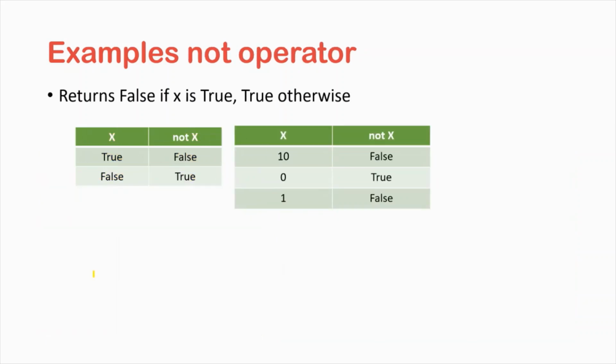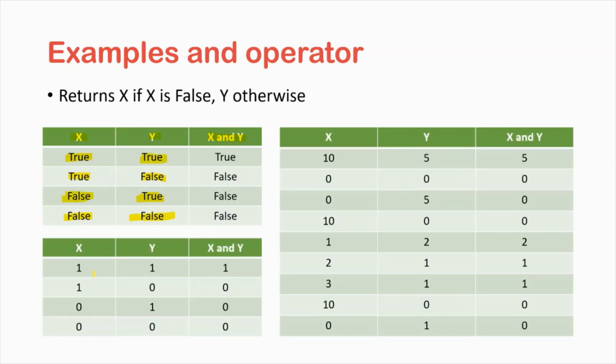So again, we know that every number which is greater than 0 is a positive number, and a positive number is always a true number. Any number which is equal to 0 is the false number. So here 1 is the true number. So true and true is true. True and false is false. False and true is false. False and false is false. Correct? So these two tables, hope you understand.